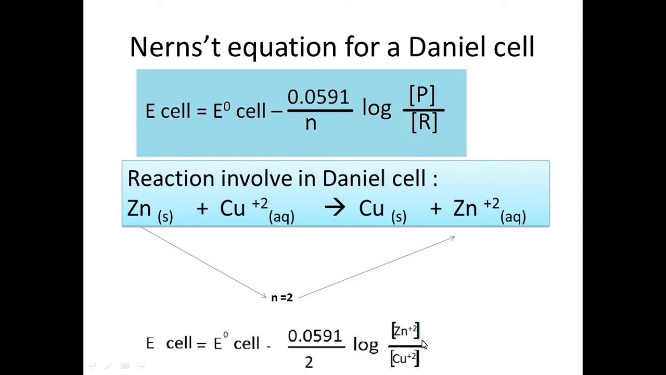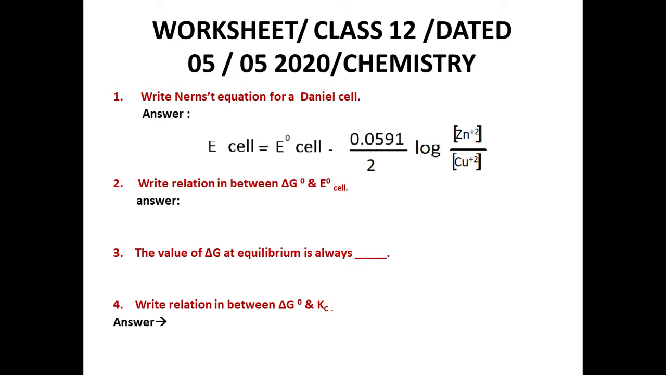So this is all about the Nernst equation in terms of Daniell cell. E cell is equal to E naught cell minus 0.0591 divided by 2 log Zn2+ ion concentration over Cu2+ ion concentration. I prepared some worksheet questions here. So you have to note these worksheet question answers in your notebook as such, because the unit test must contain questions based on these worksheets.